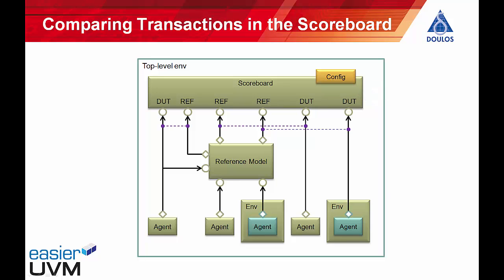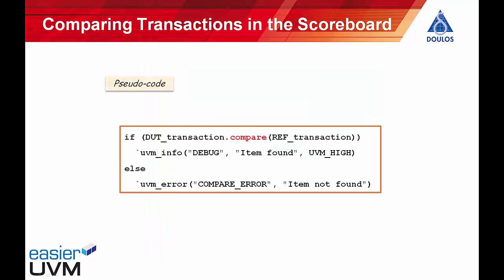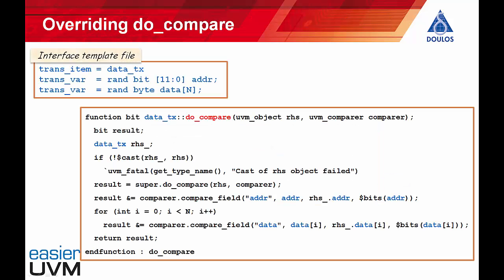And if we dive inside that scoreboard, we'll find some code to compare the expected transaction with the actual transaction, which looks something like this. This isn't the actual code, this is pseudocode, but this is exactly what it could look like. So here we're calling transaction.compare(ref_transaction). If the two transactions match, we print out an info message. If they don't match, we print out an error message. So how do we override do_compare? Well, this is a little more complicated because do_compare has to return a result. It returns a 0 or a 1 to say whether the two transactions matched or didn't match.